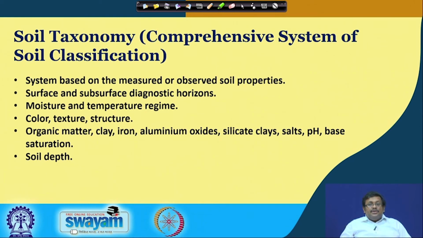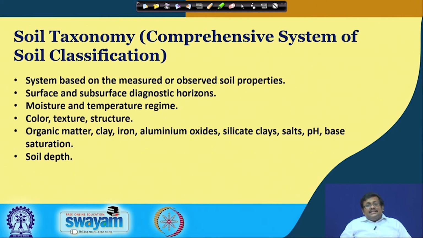This soil taxonomy, given by the United States Department of Agriculture, is called a comprehensive system of soil classification because it has several properties. First of all, it is a system based on measured or observed soil properties. Earlier the properties were qualitative in nature. However, now soil taxonomy is based on measurable soil properties. It is based on the surface and subsurface diagnostic horizons.